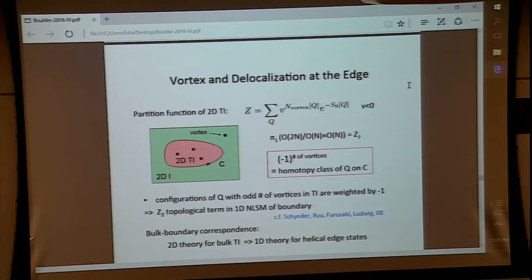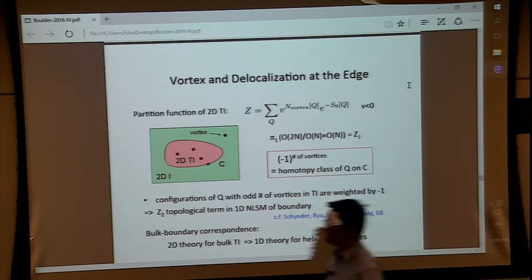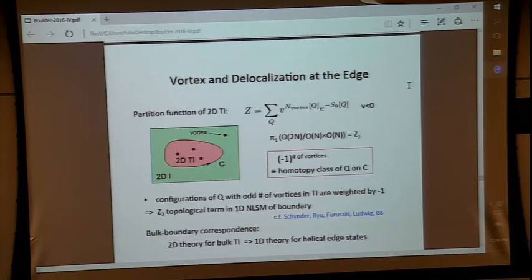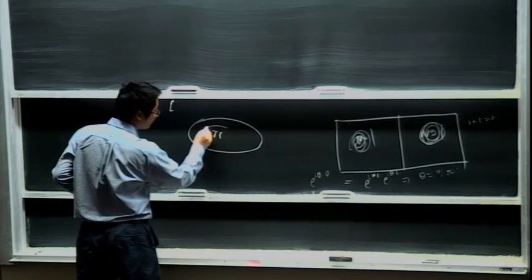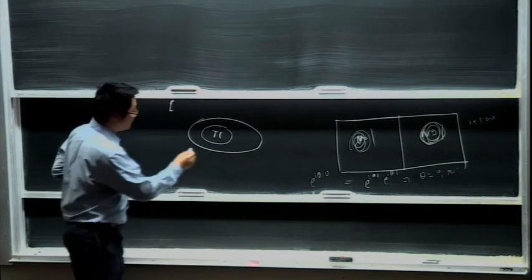I can choose that path C to be inside the eye. Oh, then what happens? I still have, say, 3 vortices that are... Excellent question. So suppose this is the TI region, and this is outside, in the trivial region. Suppose we choose this path, right? Including, let's say, an odd number of vortices.